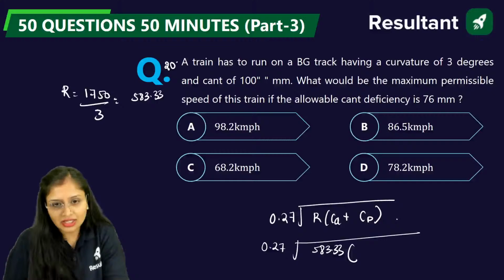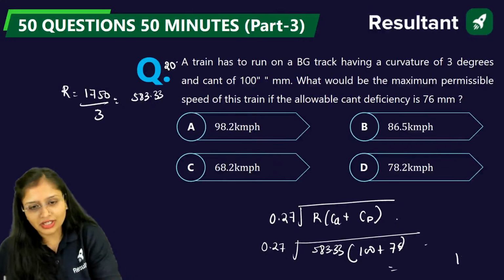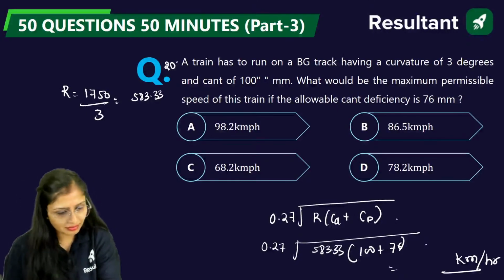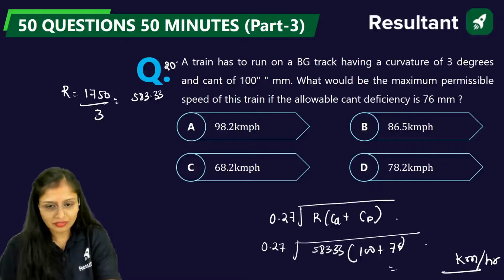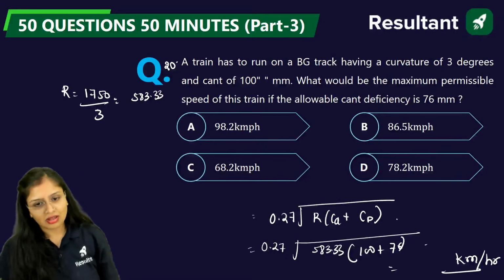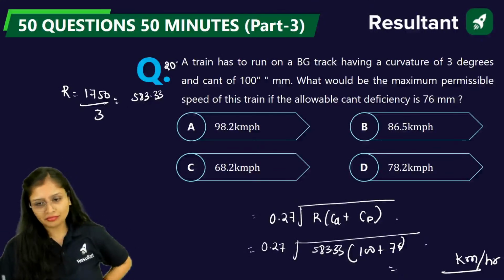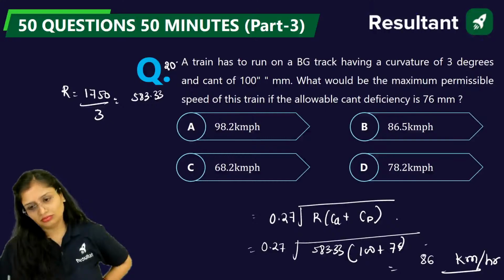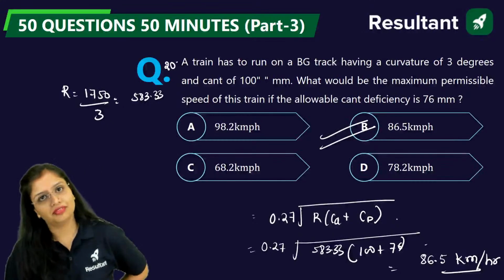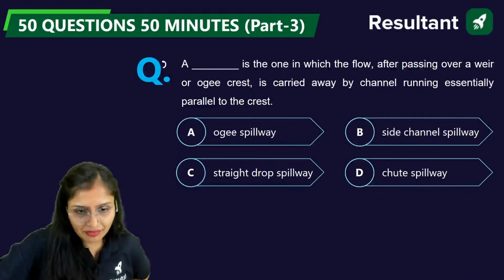583.33. Cant is 100 and deficiency is 76. Solve it. You'll get the answer in kilometers per hour. Come on, be quick. Solve it. Direct formula you can apply. You'll get the speed. 86 point. Okay.